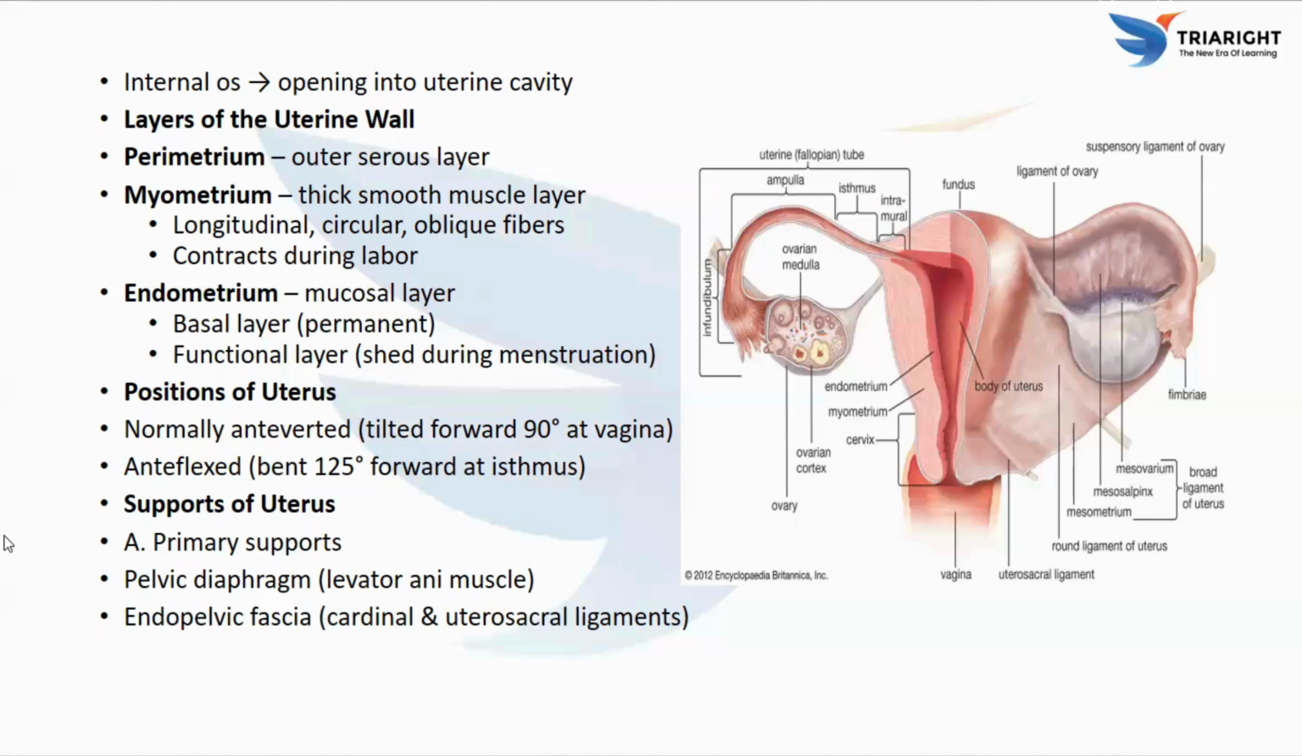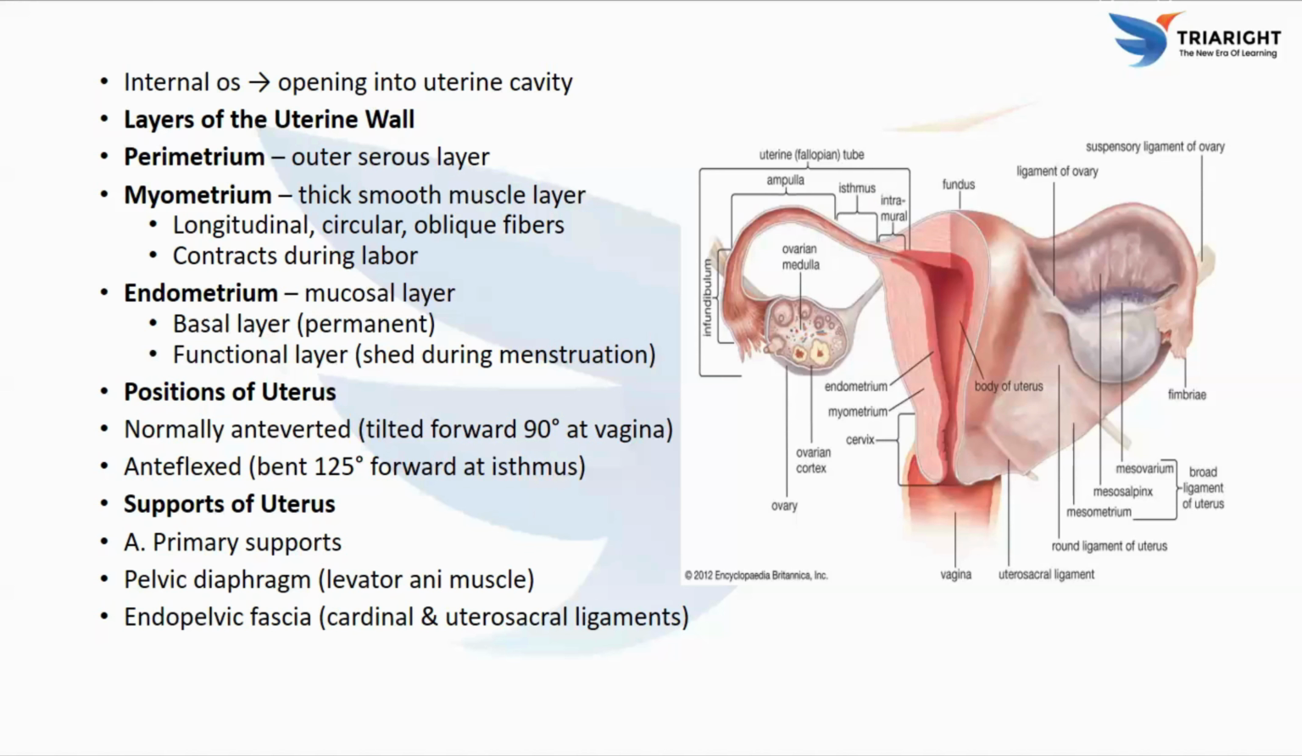So what are the supports of the uterus? The uterus is held in place by muscles and ligaments. What are the primary supports? The most important are the pelvic diaphragm as well as endopelvic fascia. The pelvic diaphragm includes the levator ani muscles. It acts like a hammock supporting the uterus from below.